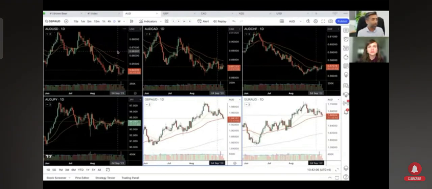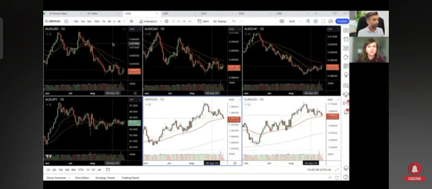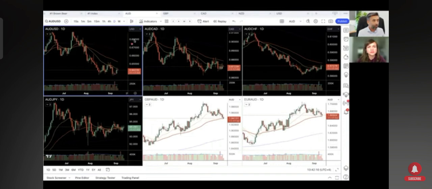But for this specific example, I'm going to open up a correlation pair. I'll just open up Aussie dollar. Okay, so in this example, we're looking at the Aussie dollars here on the daily chart. Now notice this, these are all different currency pairs. We have Aussie USD, Aussie CAD, Aussie Swiss, Aussie Yen, and then flipped around, we have Pound Aussie, Euro Aussie. What I mean by flipped around, this time the Aussie is on the right side. It's not on the left side.